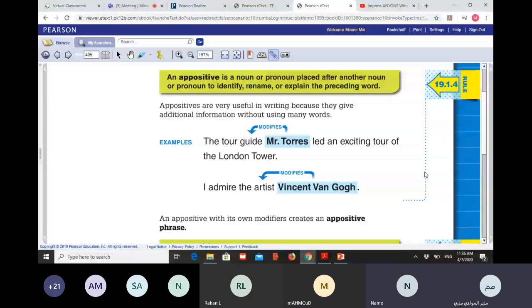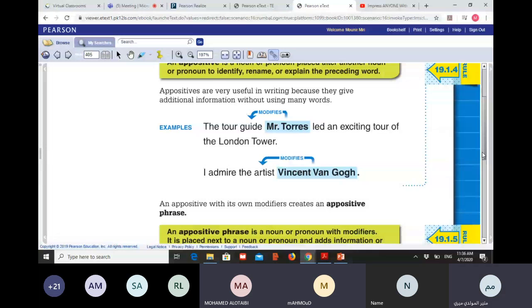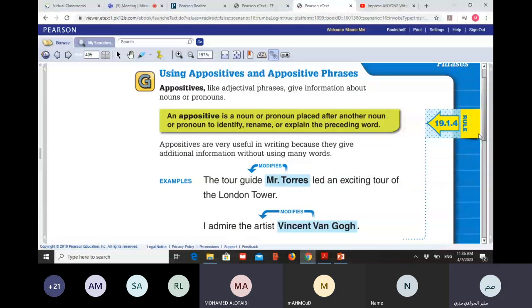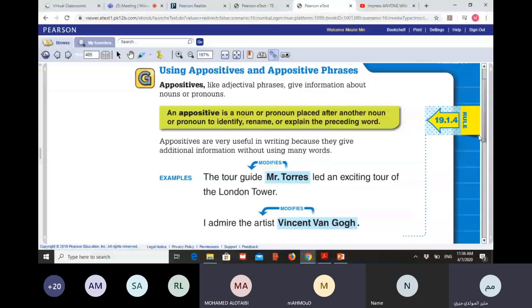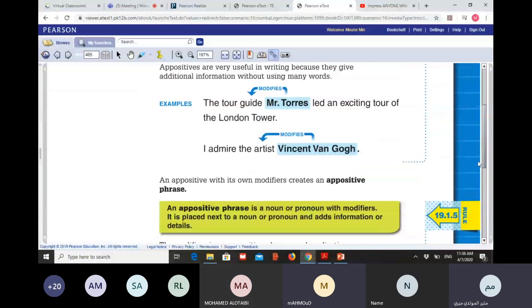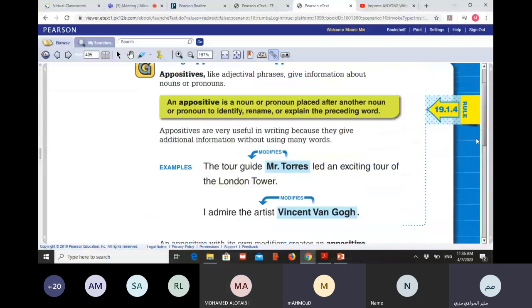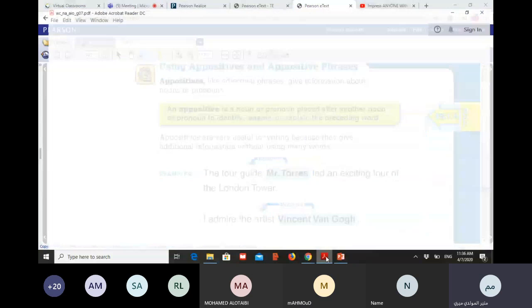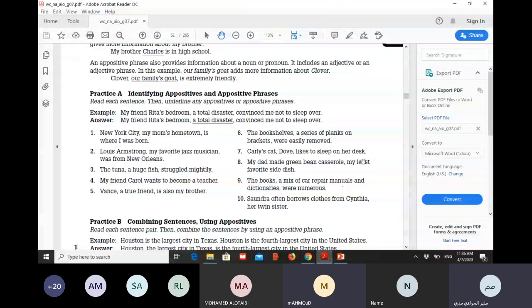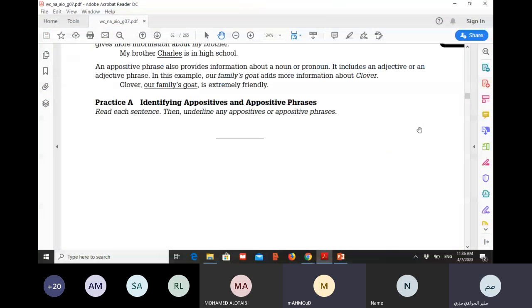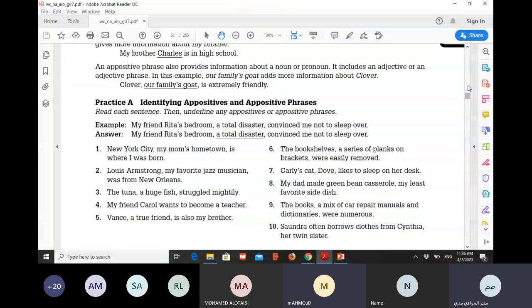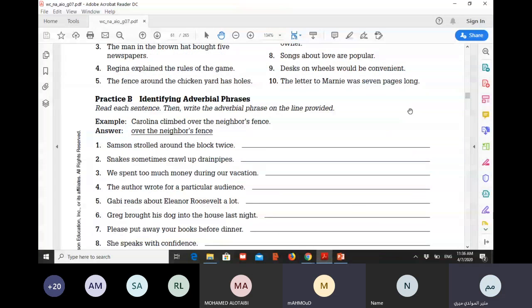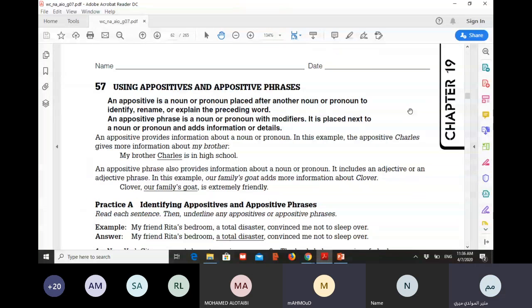Teacher, sorry, but which page is it? This is on my screen. You don't have that page. Ah, okay. So go now to page 58 in your writing coach book. Okay. And I need another volunteer to read.